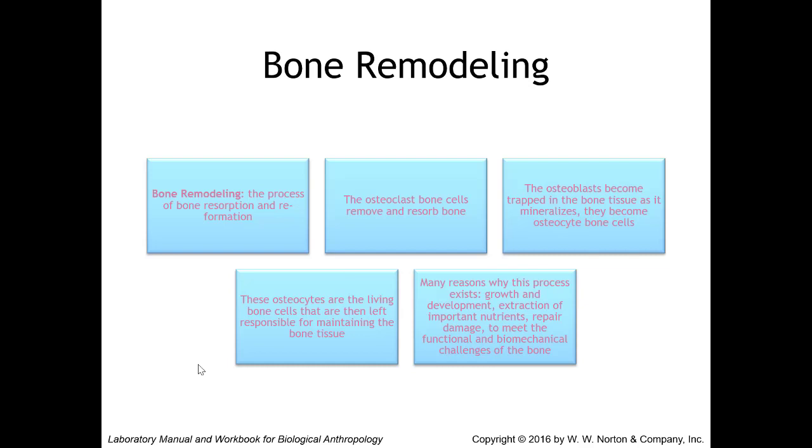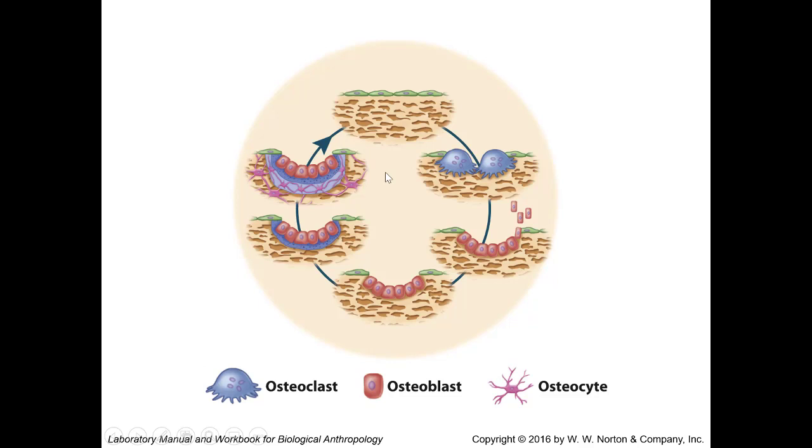There's many reasons why this process exists, right? Growth and development, extraction of important nutrients, repairing damage, meeting the functional and biomechanical challenges of the bone. And I'm going to go through each one of those reasons. Really quick though, here's an example, right? Your osteoclasts come in, they kind of look like little scrub pads right here, right? And they're just eating away at the bone, right? They create this like dip.